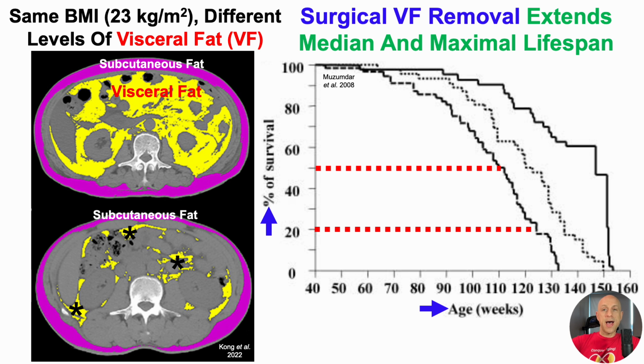And for both of those time points, we can see that the visceral fat removal group had significant extensions for both median and maximal lifespan. But they don't have the longest lifespan on this curve. We can see that's reserved for calorie restriction.